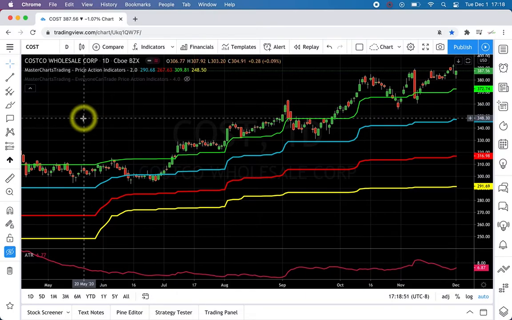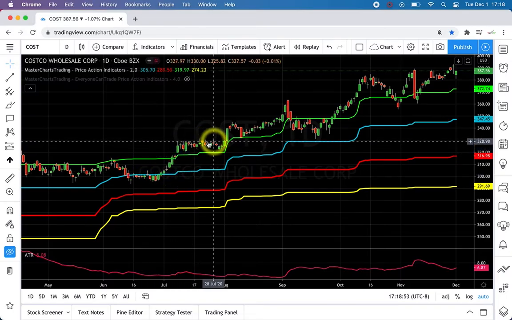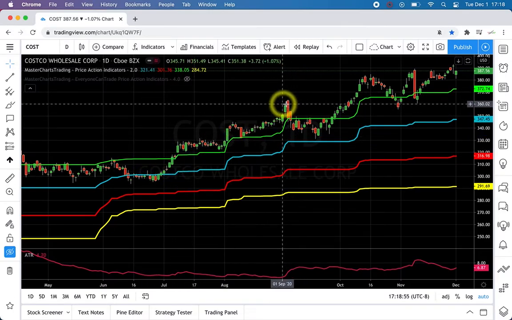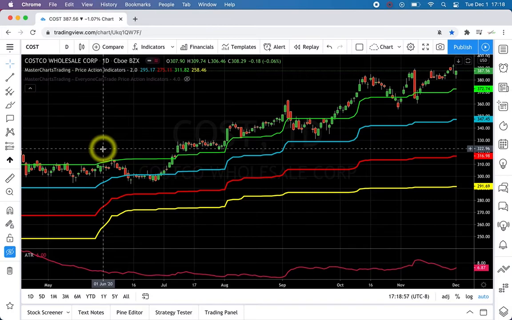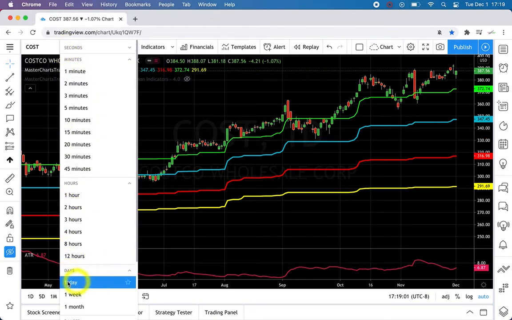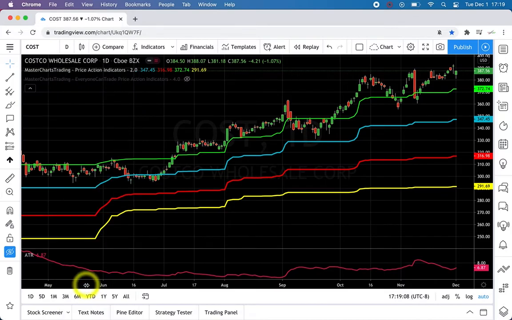Now, what does daily mean? That means that each one of these candlesticks, red or green, is one day's worth of activity. You can see where I'm hovering, it says days. So make sure it doesn't say hours, minutes, weeks, or month. Make sure it says 1 day. Very important. Once you have that set, you should be able to apply my indicators.